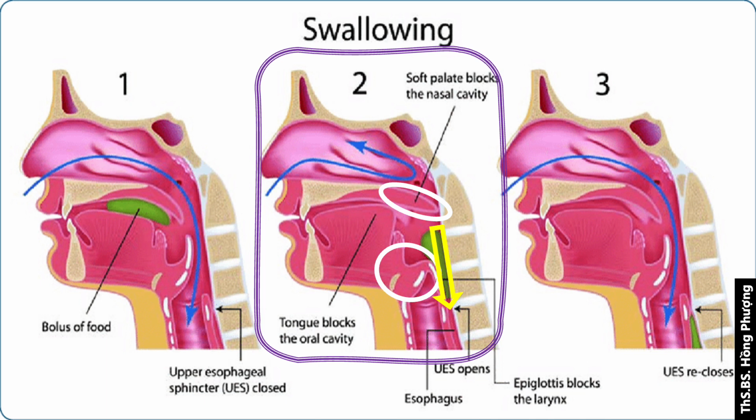The swallowed bolus is pushed down into the esophagus. After that, the soft palate descends, and the larynx and pharynx reopen. The upper esophageal sphincter returns to its usual closed state after the bolus passes.